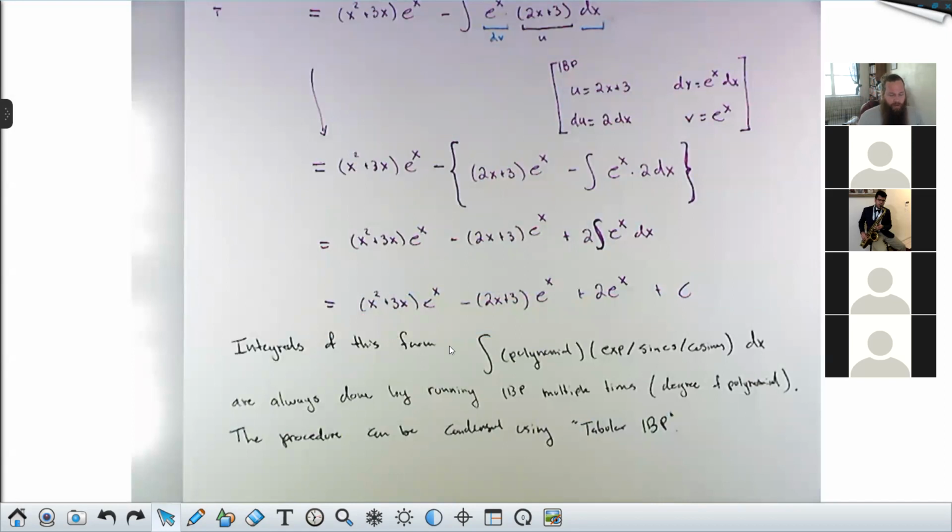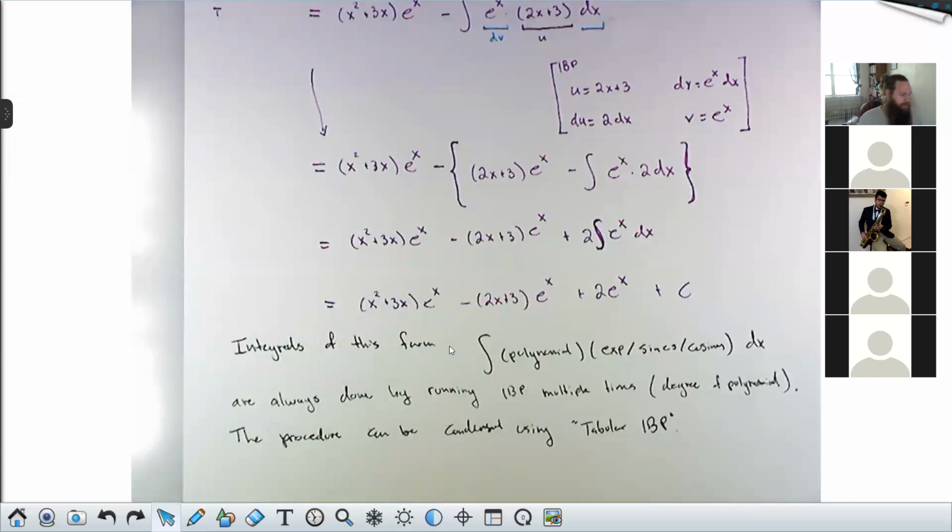You differentiate the polynomial till it's 0, and then you form this alternating sum of derivatives times antiderivatives. It's not necessary, and on a test, I'm not going to give you a degree 5 polynomial times e to the x and ask you to run IBP 5 times. But integrals of this form do show up surprisingly often out there in the real world. So it is nice to know how to do them, not just point blank, but nice to know how to do them quickly when possible.